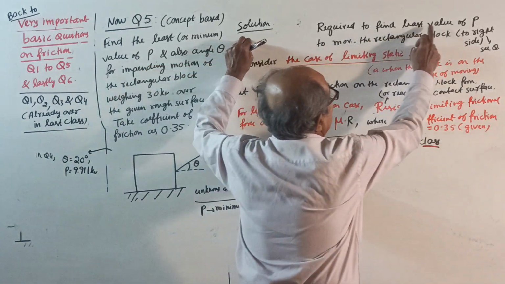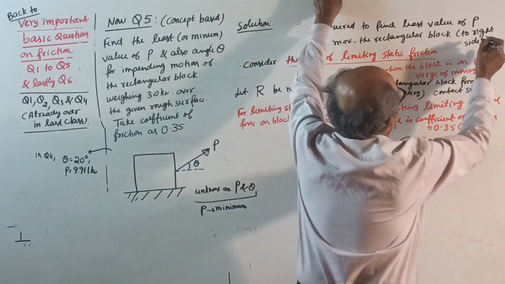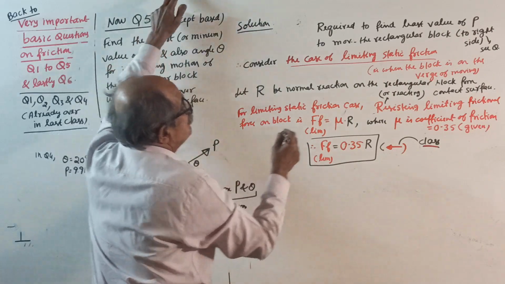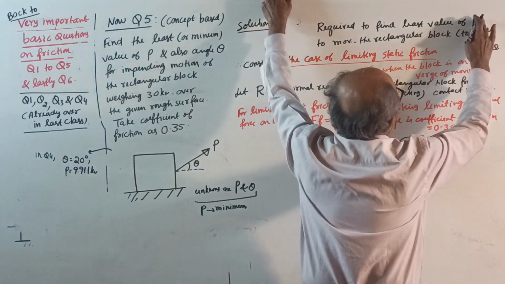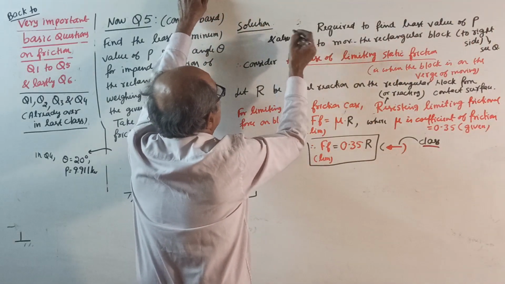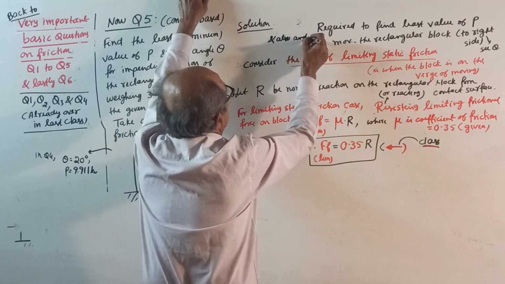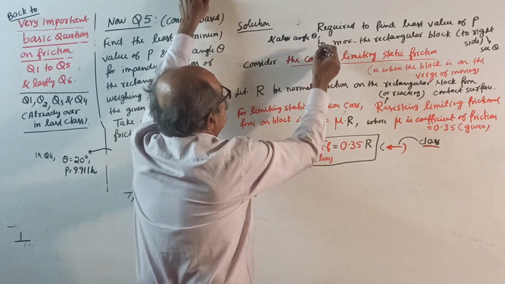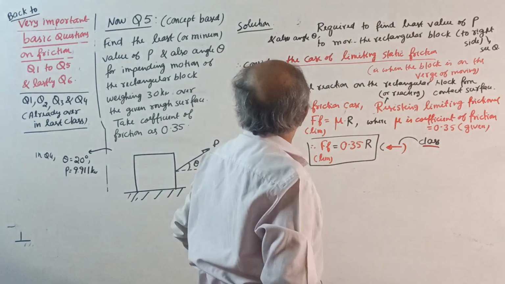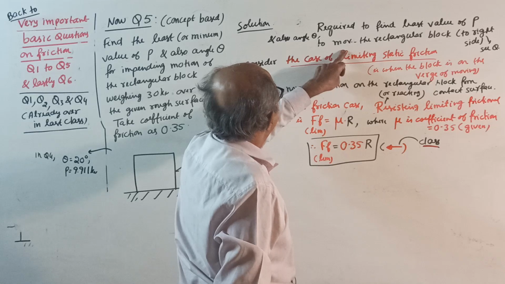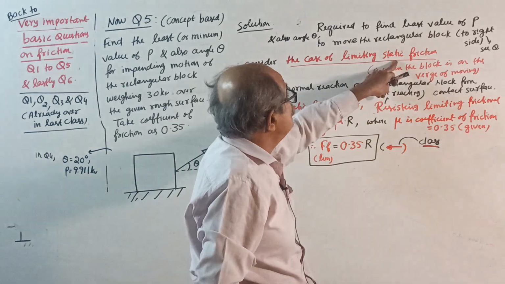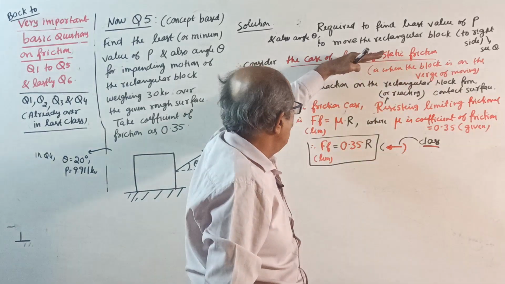So, required: find the least value of P, and also angle theta, to move the rectangular block to the right side. Okay. Now, since the question asks for the least value required to move the block, it means it is on the verge of moving, limiting friction, all that statement will come.